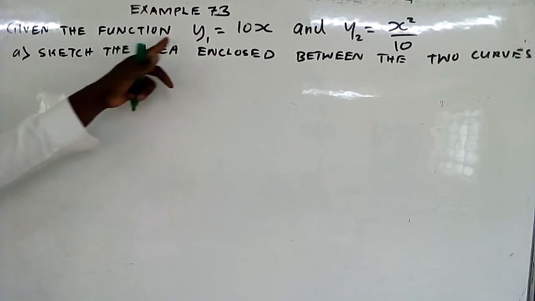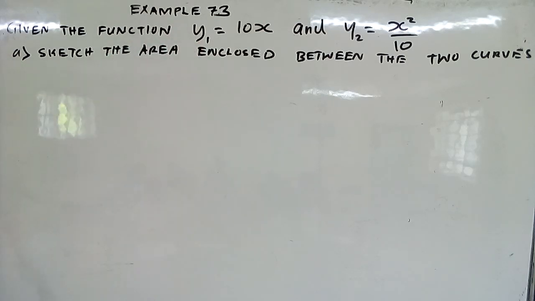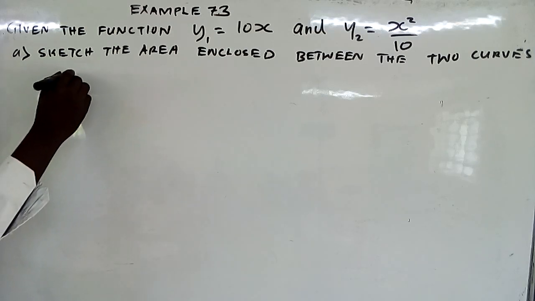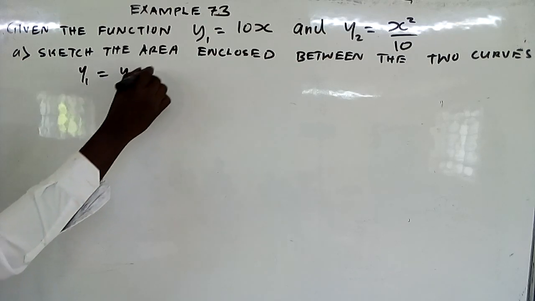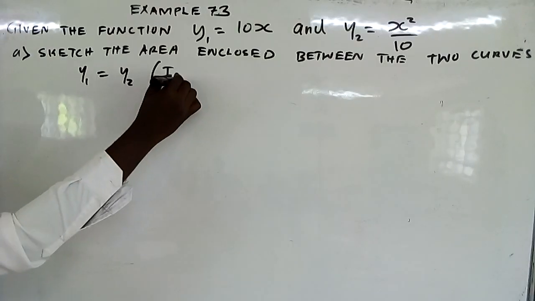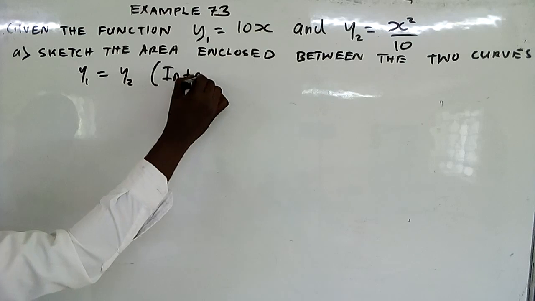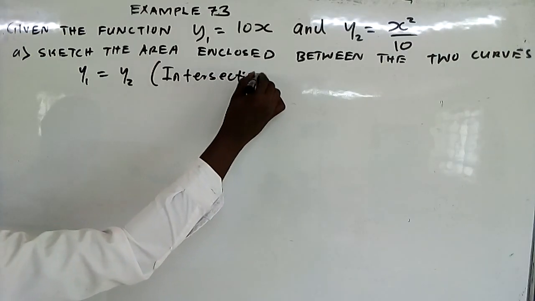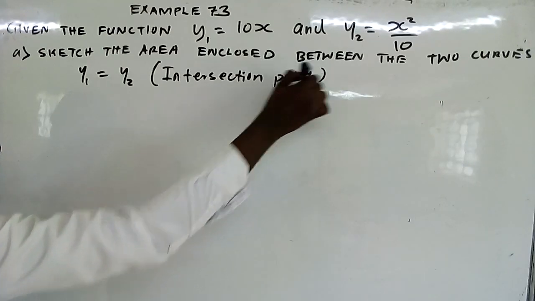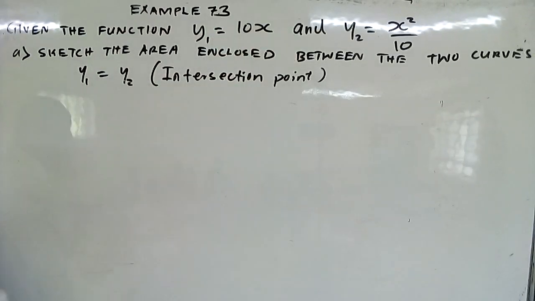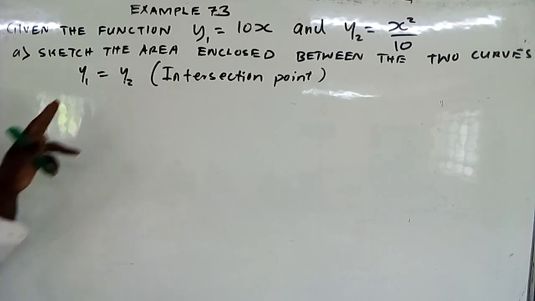How do you sketch the curve? When you want to sketch the curve, you are looking for the points of intersection first, isn't it? At the point of intersection, you know that y1 is equal to y2. So at the point of intersection, the two curves will be equal. Because you want to sketch them, you must know where they are meeting, isn't it? So at the point of intersection, they are equal.